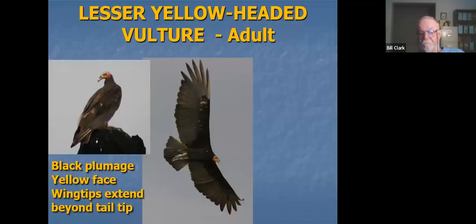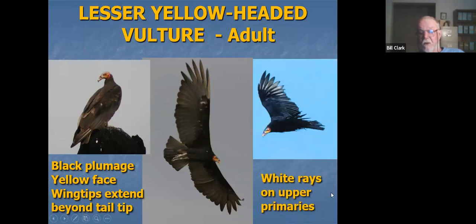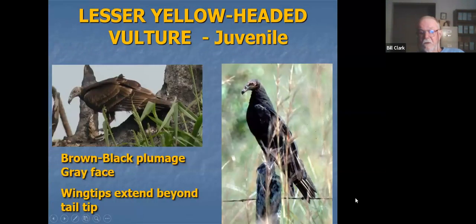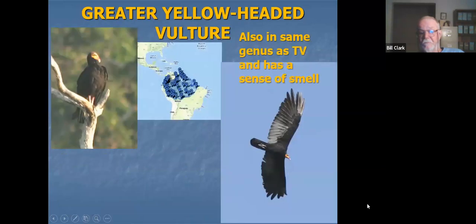And the plumage is more black, and the wingtips extend beyond the tail tip when they perch, which isn't true. And they have white rays on the primaries. The juvenile's plumage is a little bit more black-brown and not as blackish as on turkey vultures, and they have a gray face, not a dusky face. And again, the wingtips extend beyond the tail tip.